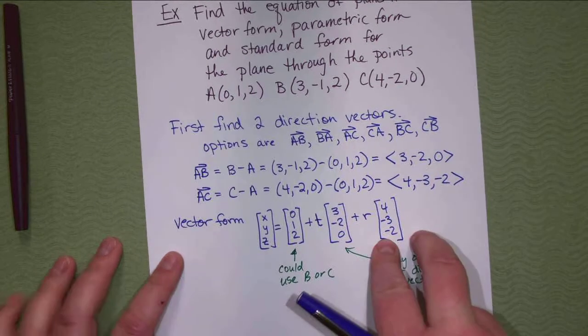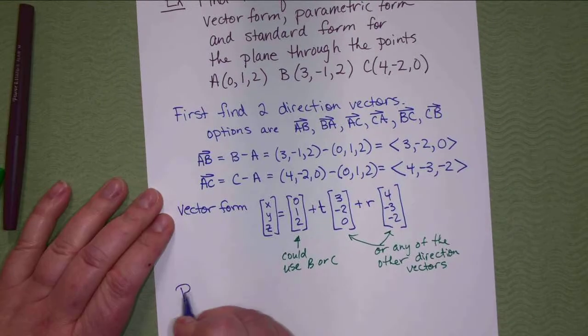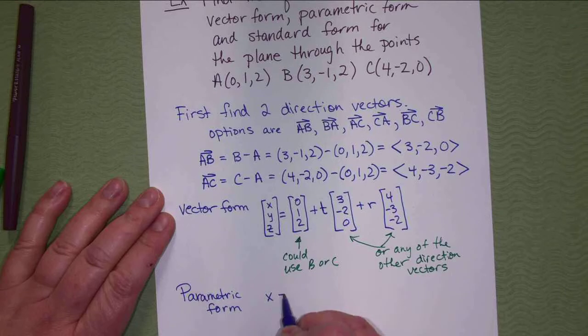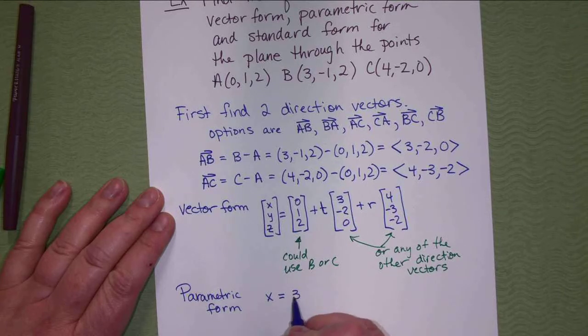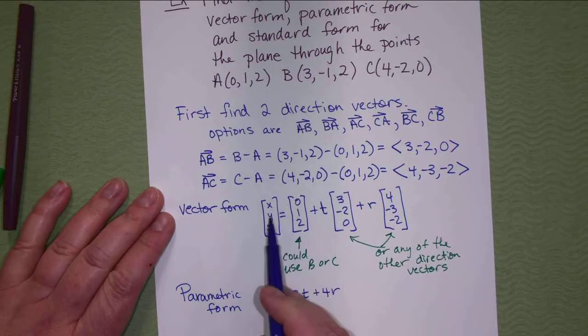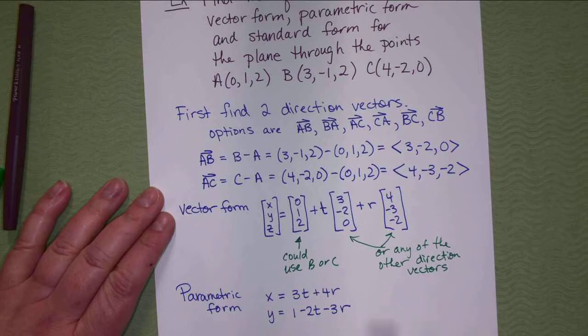And parametric form. Just take them out of that. So this is 0 plus 3t. Plus 4r, so you don't need to show the 0. The second one will give y equals 1 minus 2t minus 3r. And the third one, 2, 0t, so we don't need to put that, minus 2r.